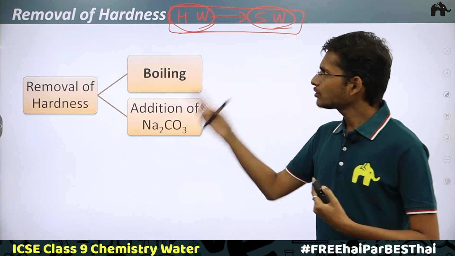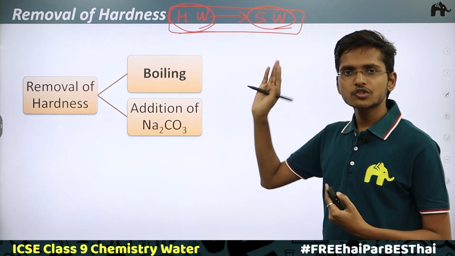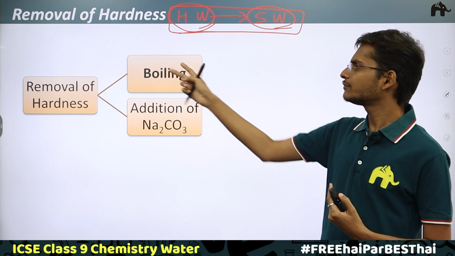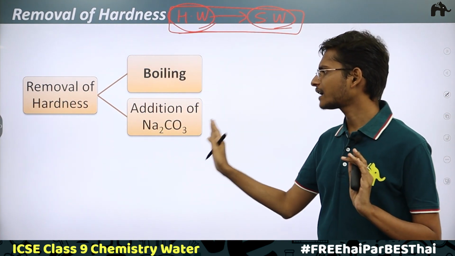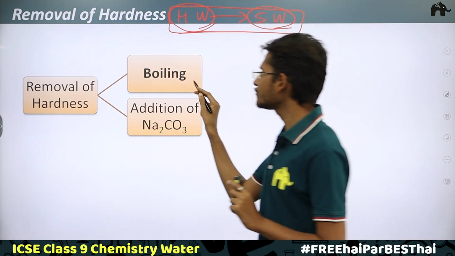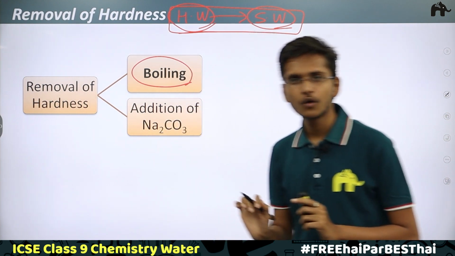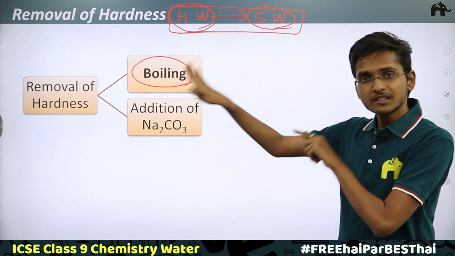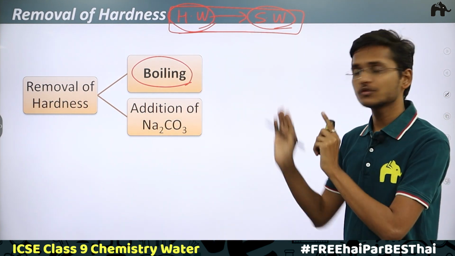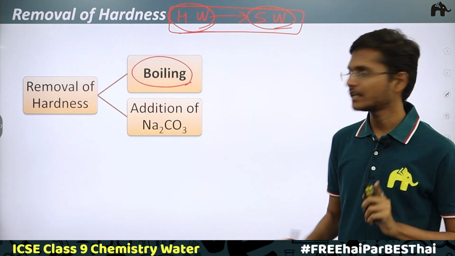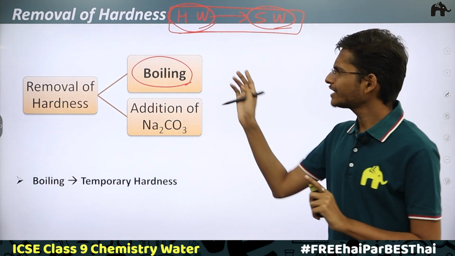Now for making this hard water soft, we are going to study 2 methods: boiling and addition of sodium carbonate. So now we are going to first focus on boiling, simply boiling. First of all, try to understand, we use this method to remove the temporary hardness only. Clear? Now let's see what we do.